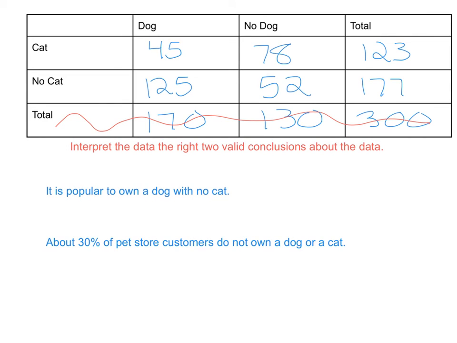So two valid conclusions that I made. It is popular to own a dog with no cat. So own a dog with no cat, 125 people. And then also about 30%, I think it was 29%, of pet store customers do not own a dog or a cat. There is your full lesson on two-way frequency tables.